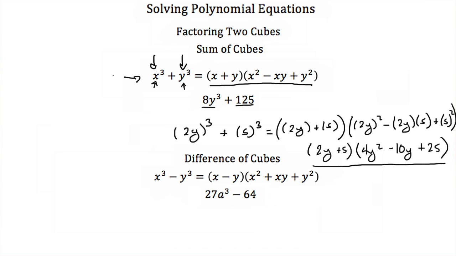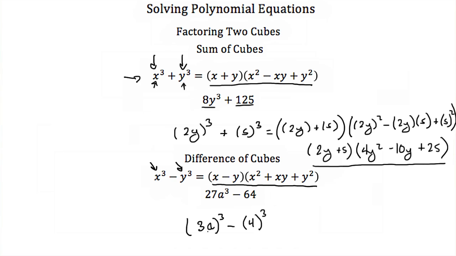Now let's look what happens when we have the difference of cubes. Again, we have some number cubed, but it's subtracted by a different number cubed. Well, if we ever have that, it'll break down into this identity where x minus y times x squared plus xy plus y squared. But again, the key is recognizing our cubed terms. Here we have 27a cubed. You have to realize that 27a cubed is the same as 3a to the third power. And then 64 is just 4 to the third power.